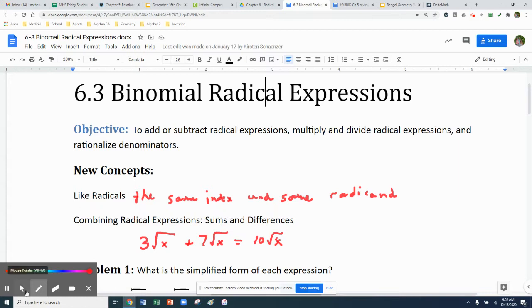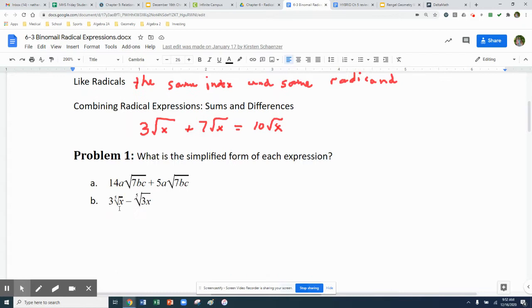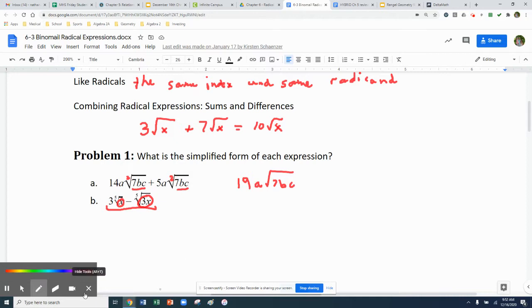So heading to this first example here, we're going to see that the 7bc are the exact same radicands. It's a square root again, so we have a little 2 there. So we can add the coefficients, so 14a and 5a would be 19a, and then we'd have the square root of 7bc, so we can combine those together. Looking at part B, we cannot because this radicand is different than that radicand. So you have a 3x and an x, can't add those together. So this actually would be the most simplified that you can get that one.